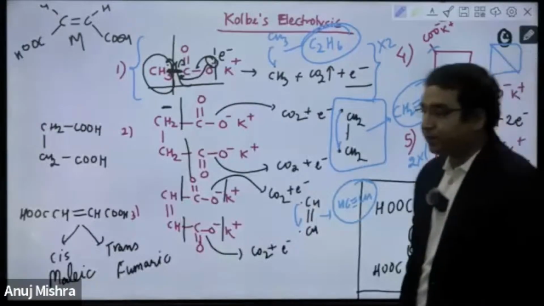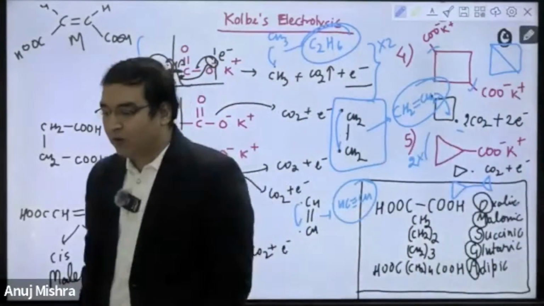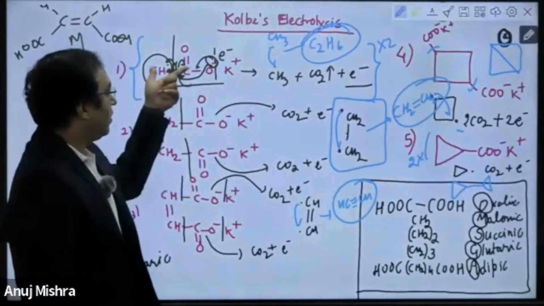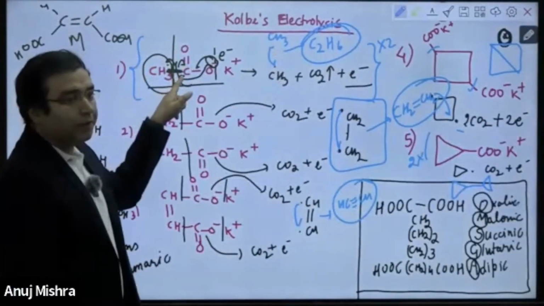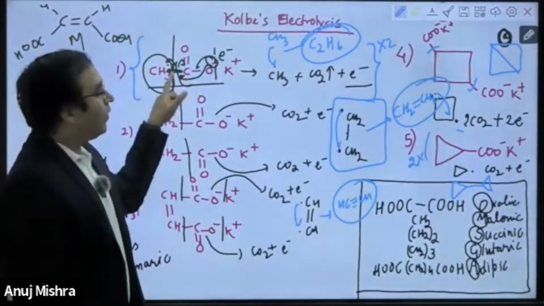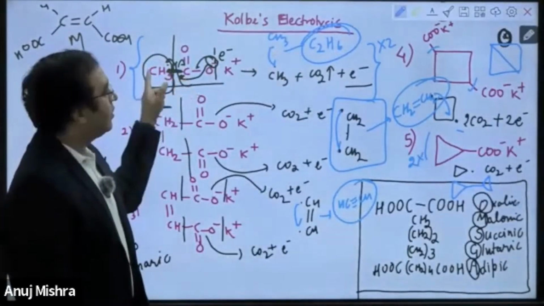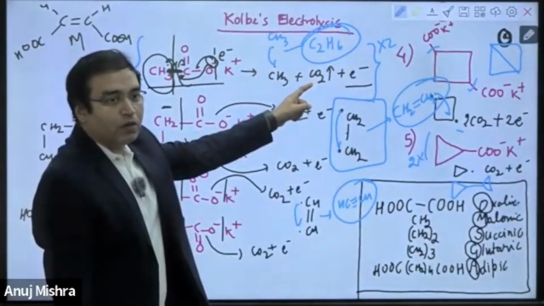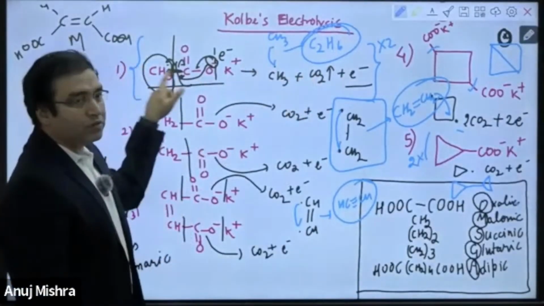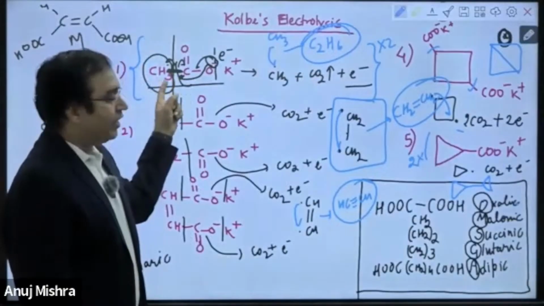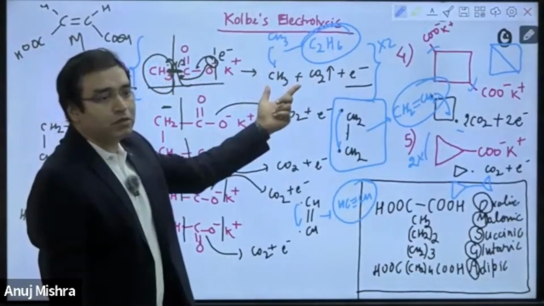Please note down. So this is all about Kolbe's electrolysis. If you want an alkane, use this. Let me ask a variation here. If I use CH3, CH2, what's the answer? Which compound will form? C2? C4? No, if I use CH3, CH2 in place of this CH3, what will be the product? C4H10, because that will be CH3, CH2.